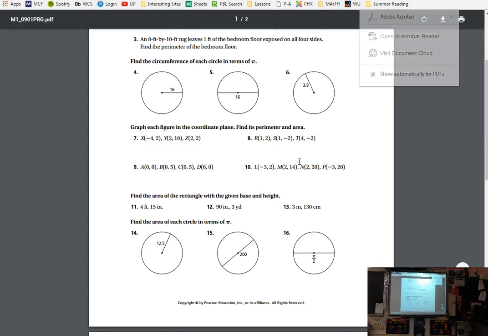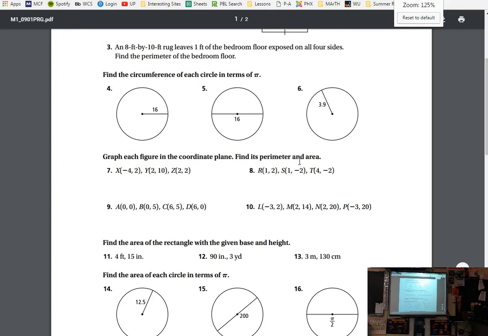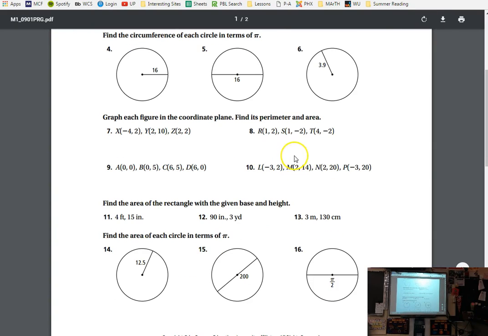Perimeter, circumference, graphing figures, and then finding it. Yeah. Question 8. Oh, 9-3. Let's go one section at a time.